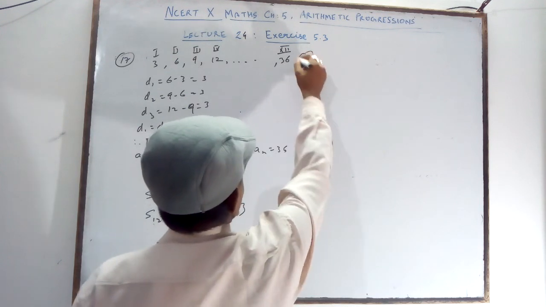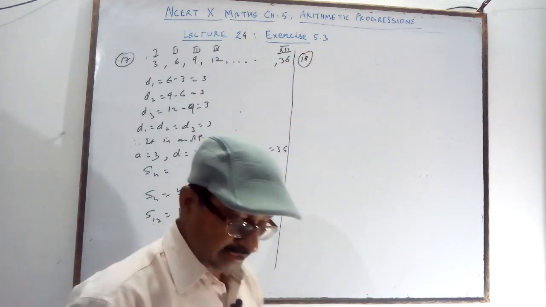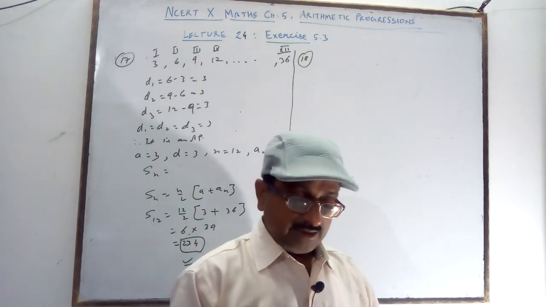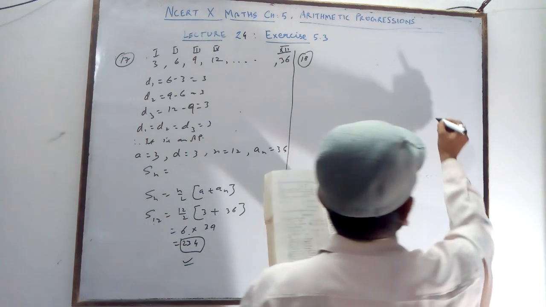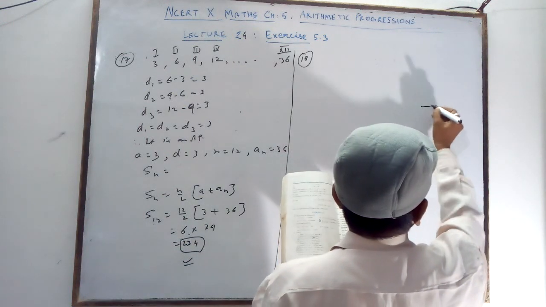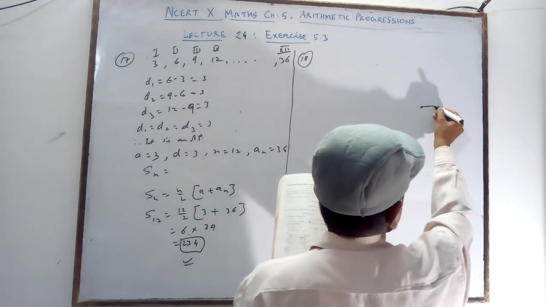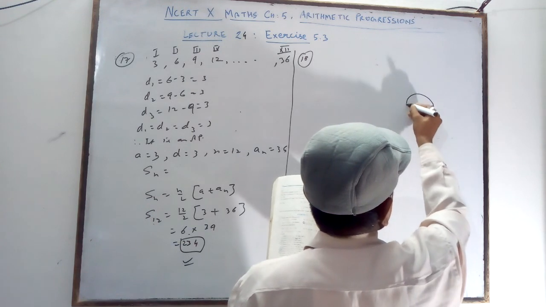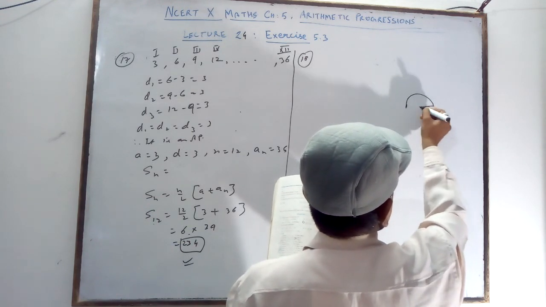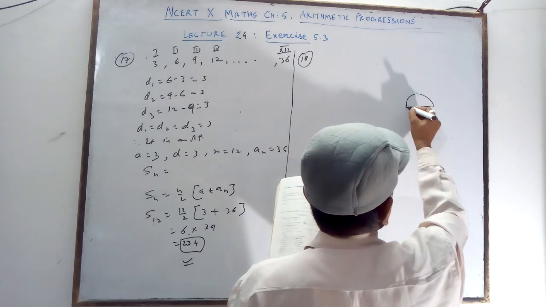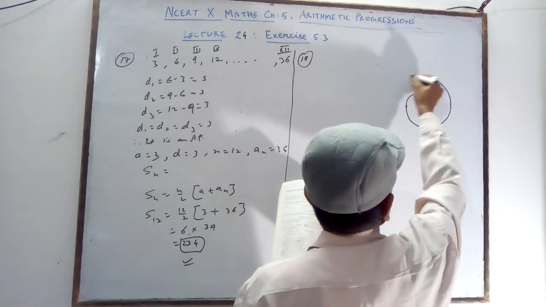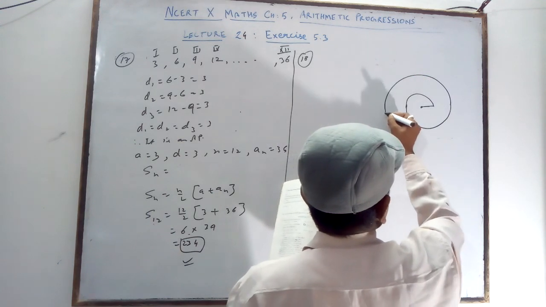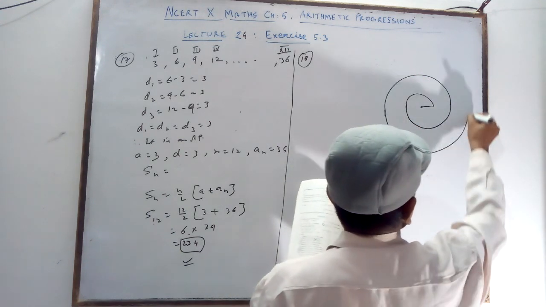Question number 18 of this exercise. A spiral is made up of successive semicircles. Spiral means from one point you take just one semicircle, then from here as a center you form another semicircle, from here you form another semicircle, and from here another semicircle.